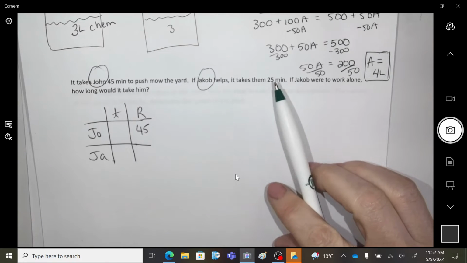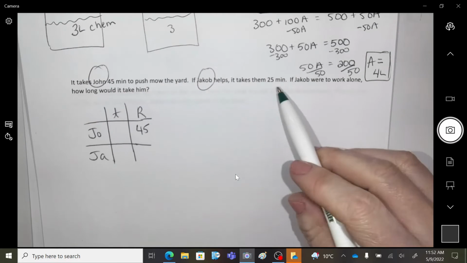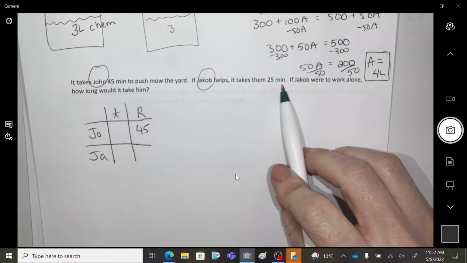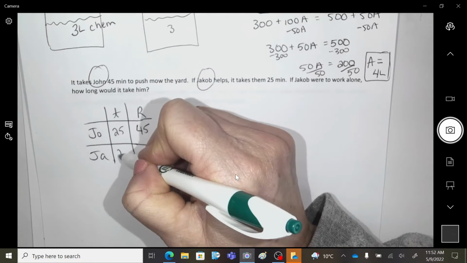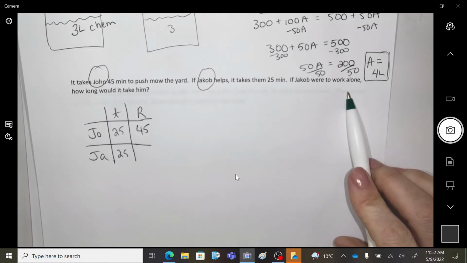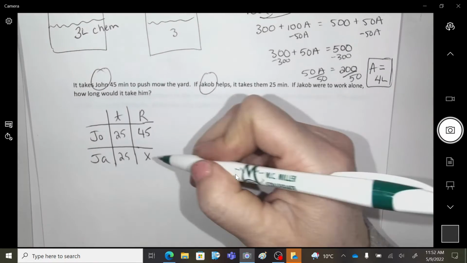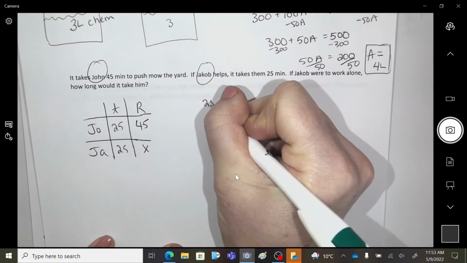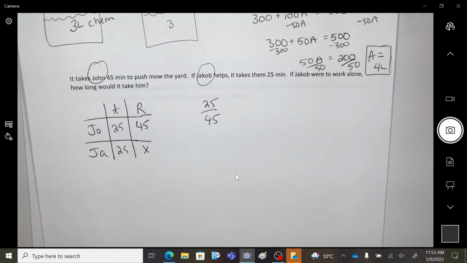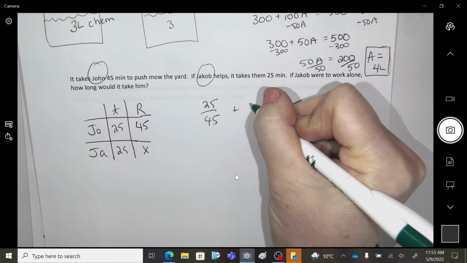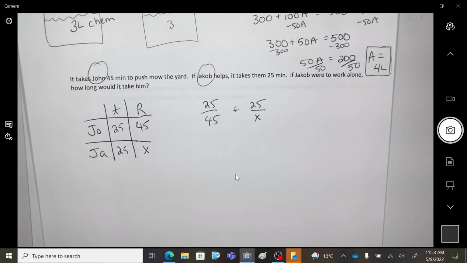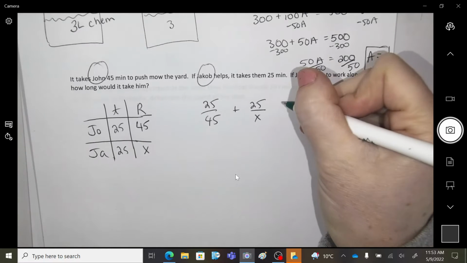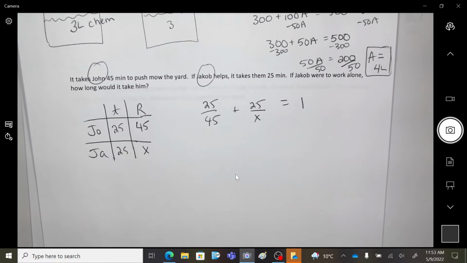If Jacob helps, it takes them 25 minutes. So that is a time. If Jacob were working alone, how long would it take Jacob? Okay, so we do time over rate. So that's John's job completed plus time over rate, Jacob's job completed, and their jobs will make the whole job.